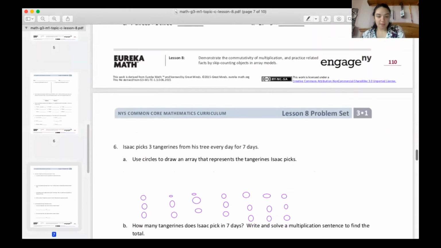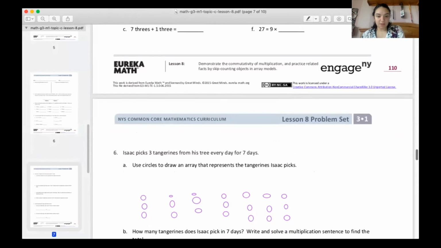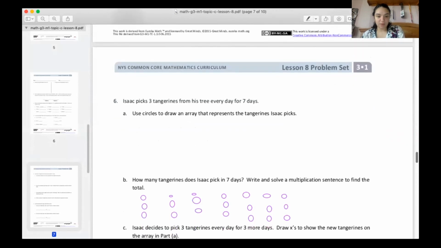We move down to part 2. So part 2 says, how many tangerines does Isaac pick in 7 days? So I'm just going to bring this down with us. Here's our array. So write and solve a multiplication sentence to find the total. So we have 3 groups. So we have 3 rows here. Each row has 7 tangerines in it. So how many do we have all together?